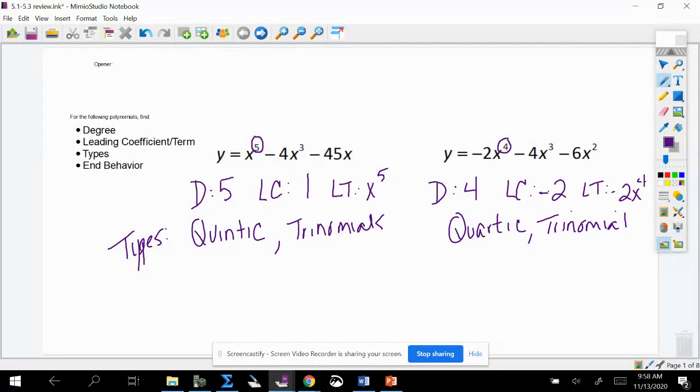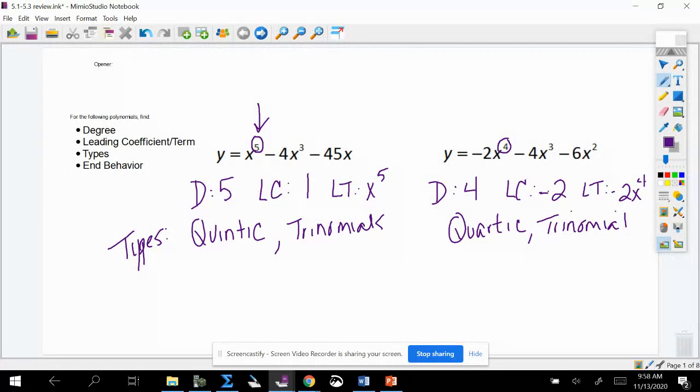Finally, end behavior. End behavior is asking what does it do to the far left and to the far right. You are welcome to draw pictures or to graph things on your calculator, and there will be ones on Delta Math that are actually drawn on the screen for you. You can also use the chart that we did in class. If it has an odd degree, we know the end behavior is opposite, meaning one side's going to go up and one side's going to go down.